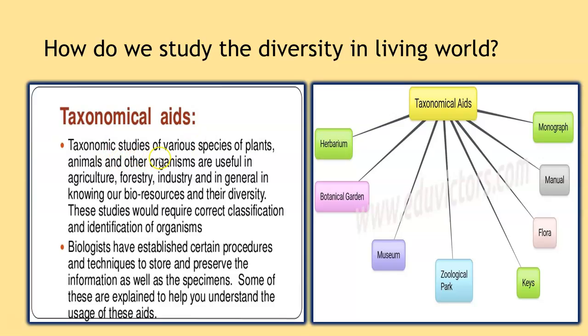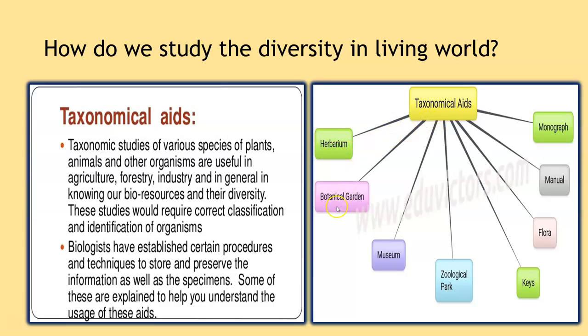Now, taxonomic study of various species of plants, animals, and other organisms are useful in agriculture, forestry, industry, and in general in knowing our bioresources and their diversity. These studies would require correct classification and identification of organisms. So, biologists have established certain procedures and techniques to store and preserve the information as well as the specimens. Some of these are explained to help you understand the usage of these aids. These are called your taxonomic aids.